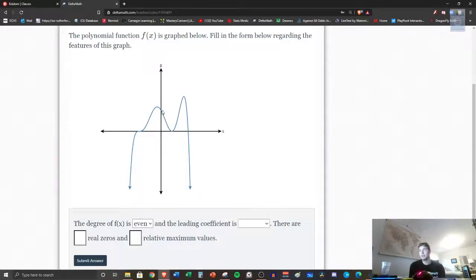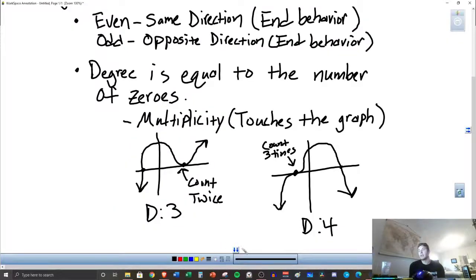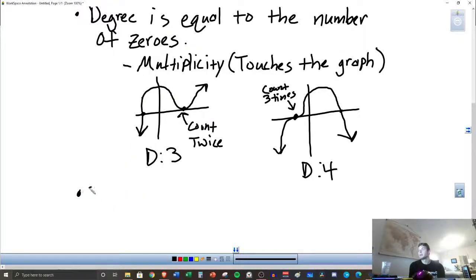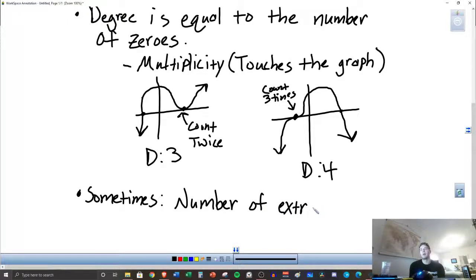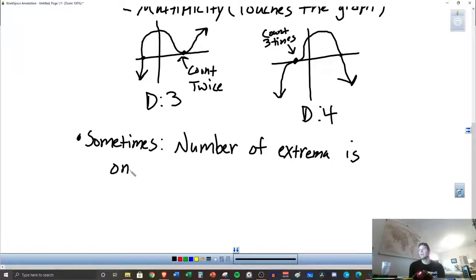Something else interesting, which doesn't really apply to this one due to the graph, but it's something that we can notice later on: the number of extrema, so we've already defined extrema, the relative maximums and minimums, is 1 less than the degree.